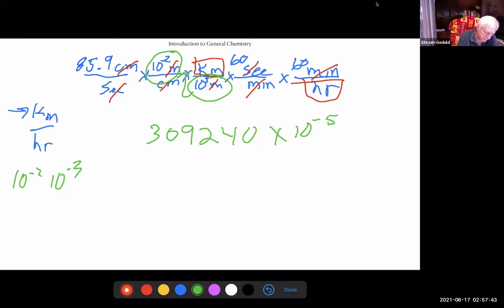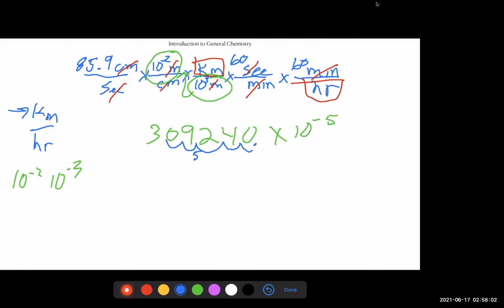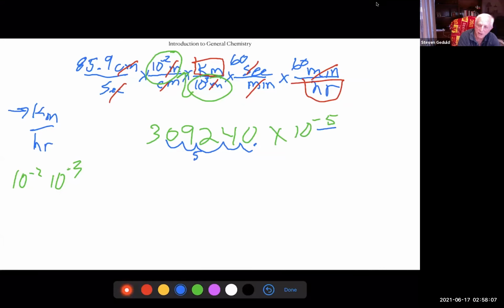Okay, so here's our decimal point. I want to move it to make this number between 1 and 10, right? So I'm going to move this 1, 2, 3, 4, 5 places. Did I make my number bigger or smaller by moving my decimal point? Smaller. So I make the exponent bigger by 5. Okay. 5 minus 5 is 0. 10 to the 0, any number to the 0 is equal to 1. So our number comes out to 3.09240.